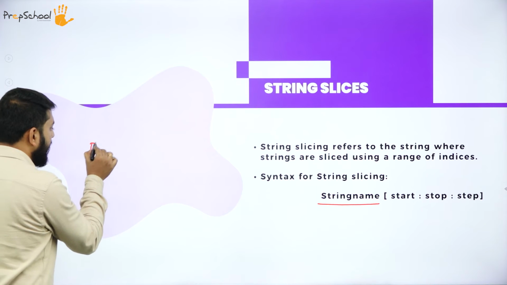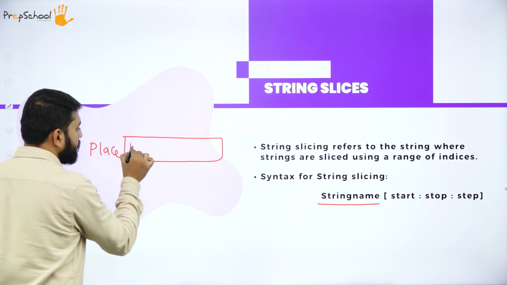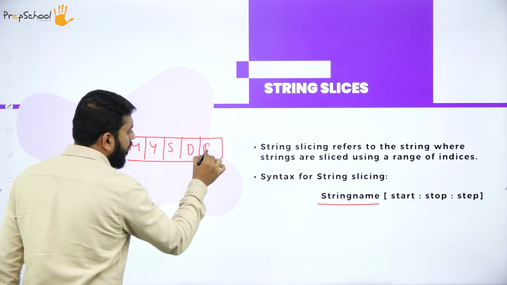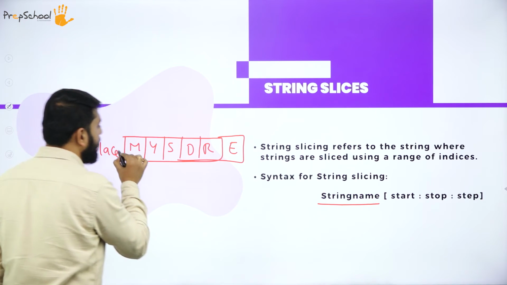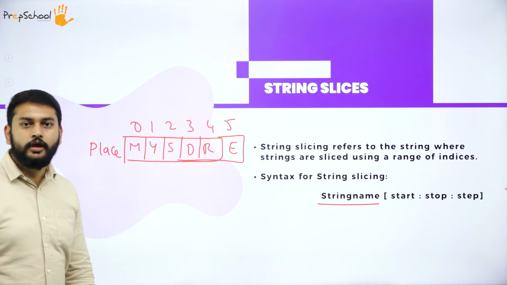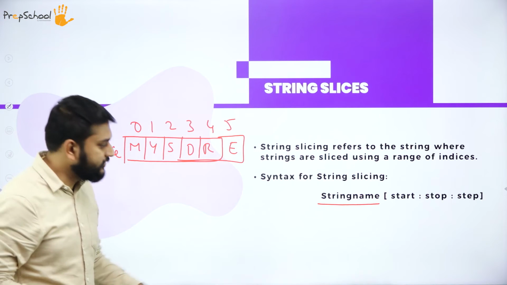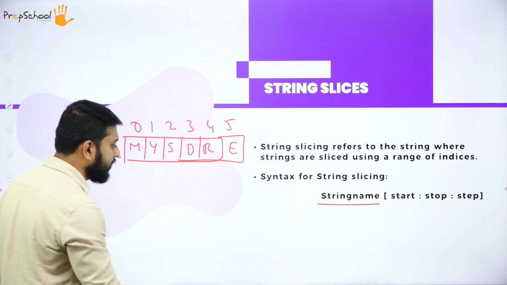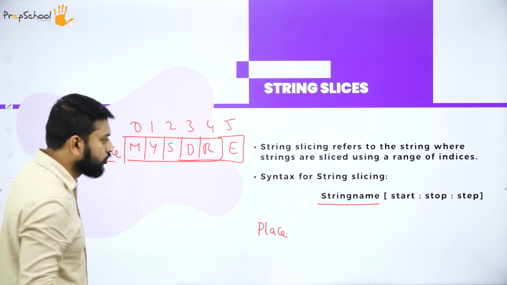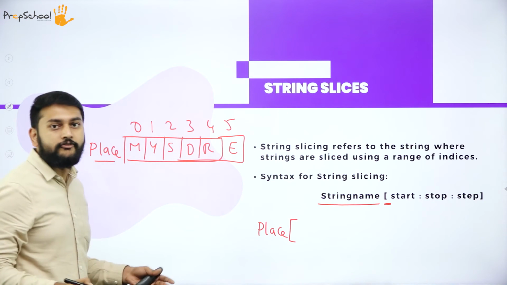Let's take I have place. What is the name of the string? Place. I have the string Mysore, with indexes 0, 1, 2, 3, 4, 5. Please understand carefully. What is the first thing that I have to write? The string name. The string name is place. Then I have to write the square brackets.